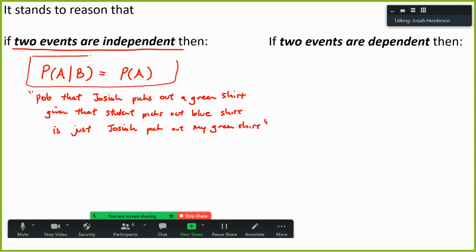So if the two events, A and B, are independent of each other, then the probability of one given the other, of A given B, that's just the probability of A happening alone. And we could reverse that, and it's still true. So below, I'm going to add to this. That means also the probability of B, given A has occurred, is just the probability of B occurring.